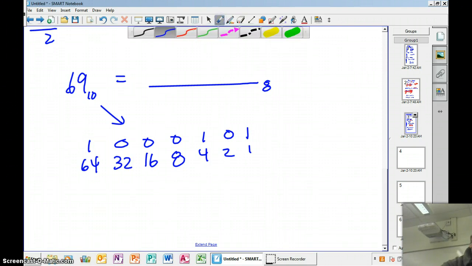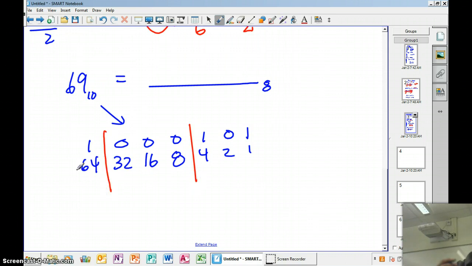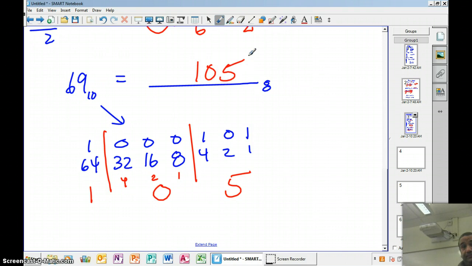Now I'm going to do exactly what I did above. I'm going to break it up into 3s starting from the right. So 3 bits, and I still have 1 left over. So this becomes 1, that becomes 0. Remember every section for octal gets 1, 2, 4 as a ratio table. And this one's 5. So this becomes 105 in octal.